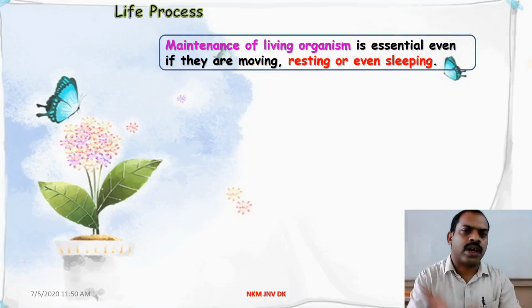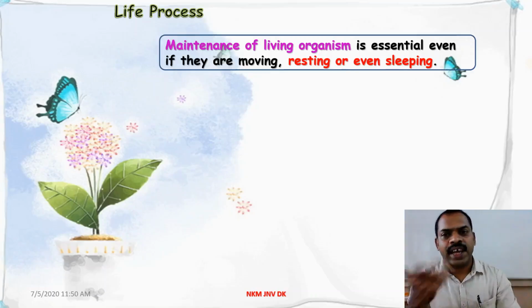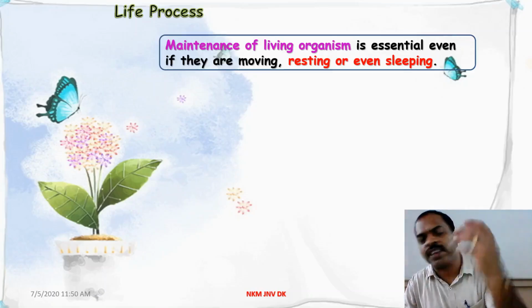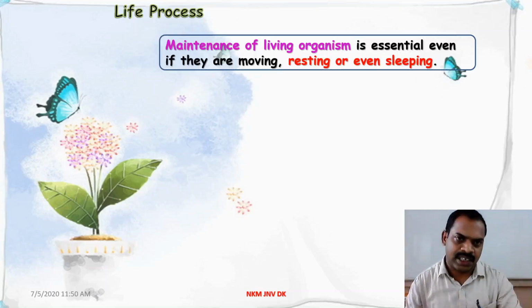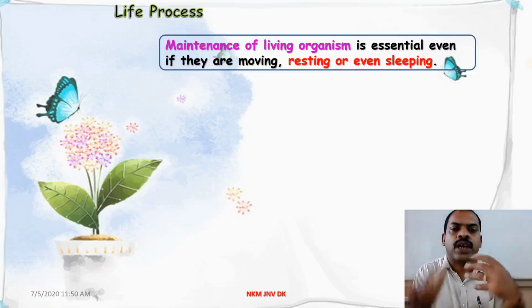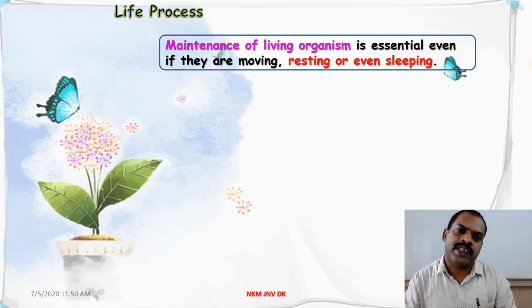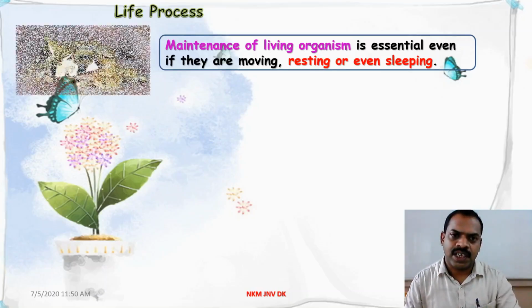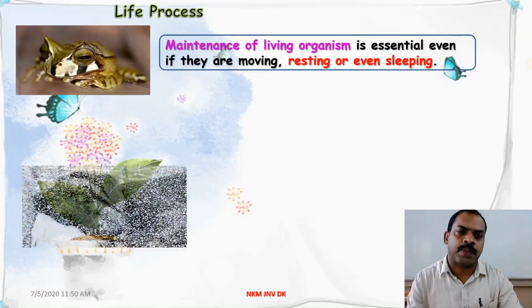Because every organism requires energy to maintain itself. Whether you are walking, running or sleeping, you need energy. So how to get energy? How to get the nutrients? How to extract energy from that? How to transport it? How to remove the waste? These all matter. That is what we are going to discuss in this chapter.